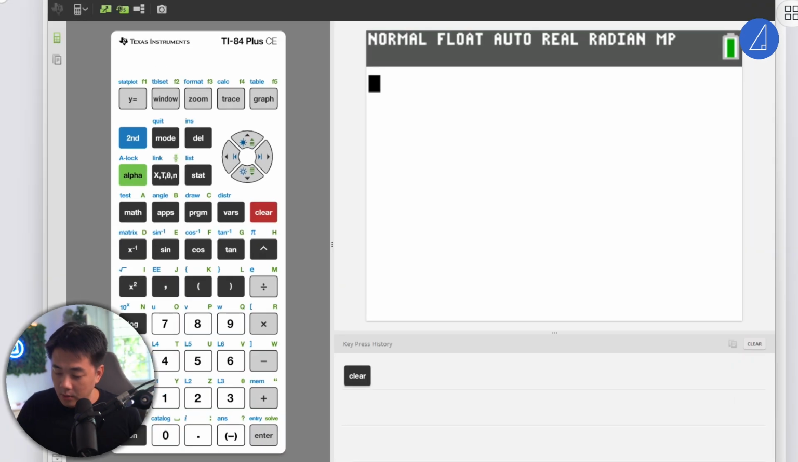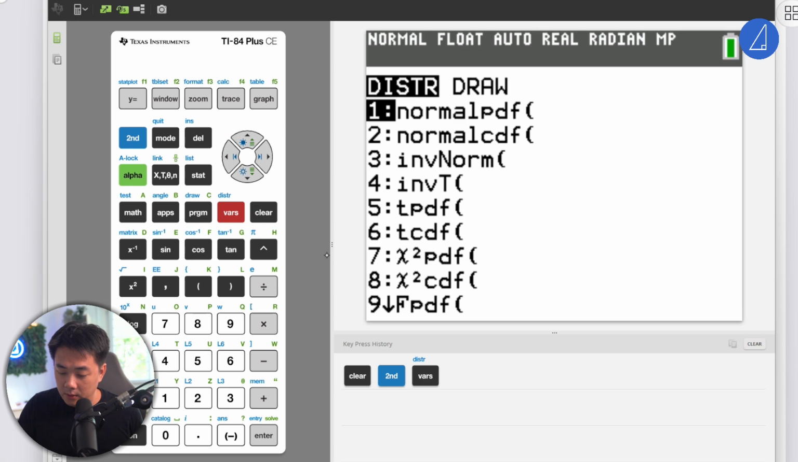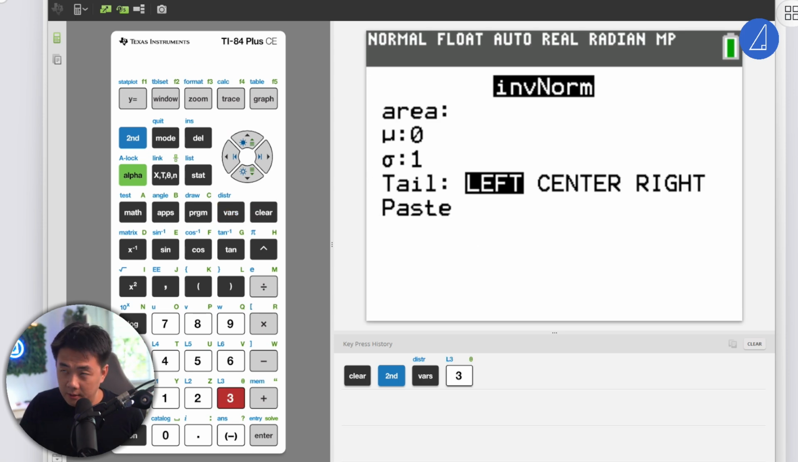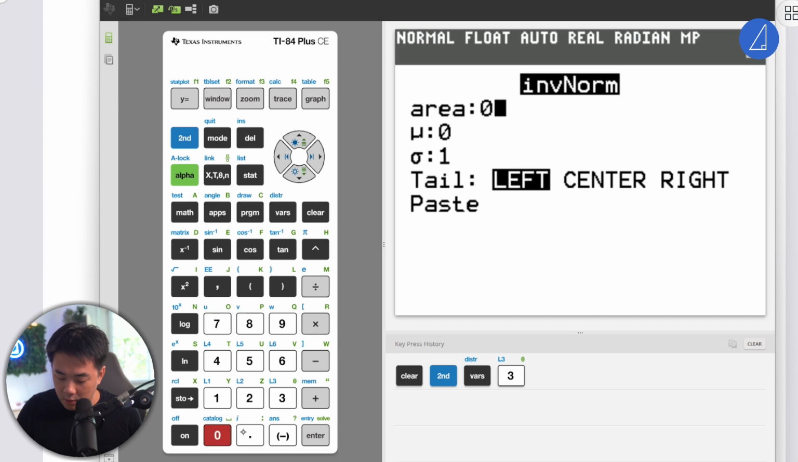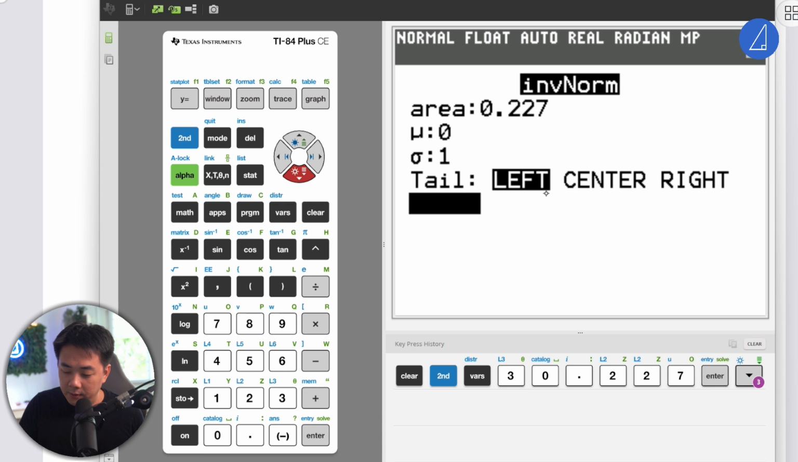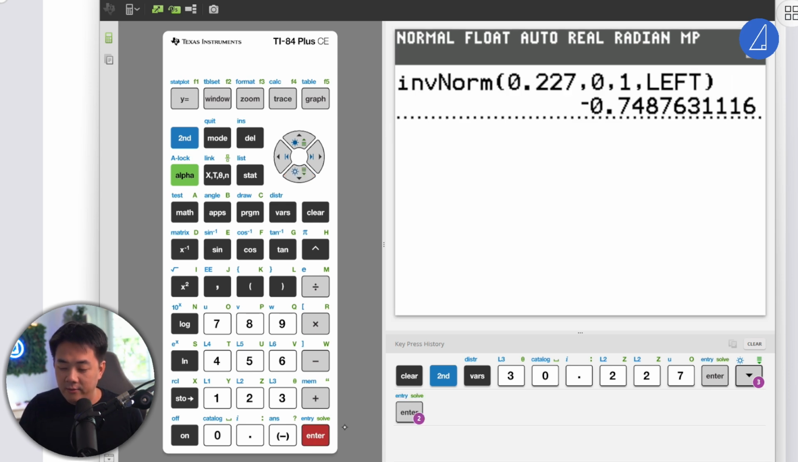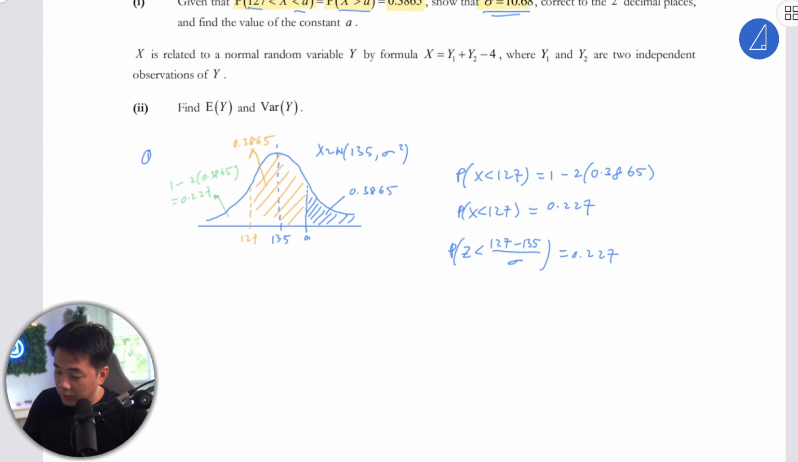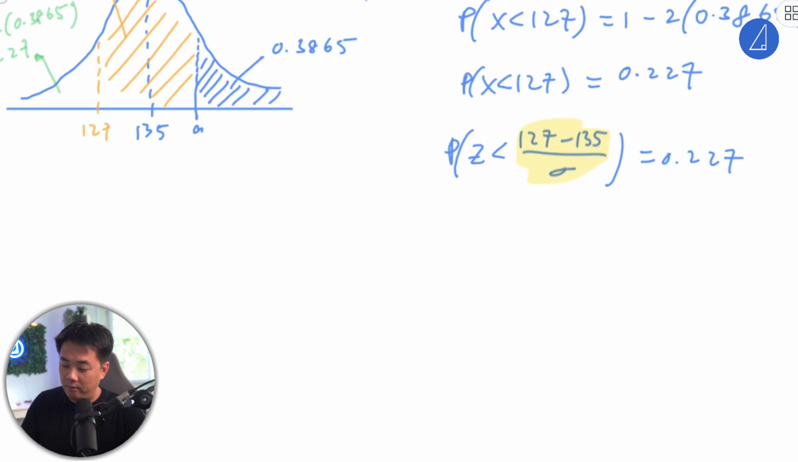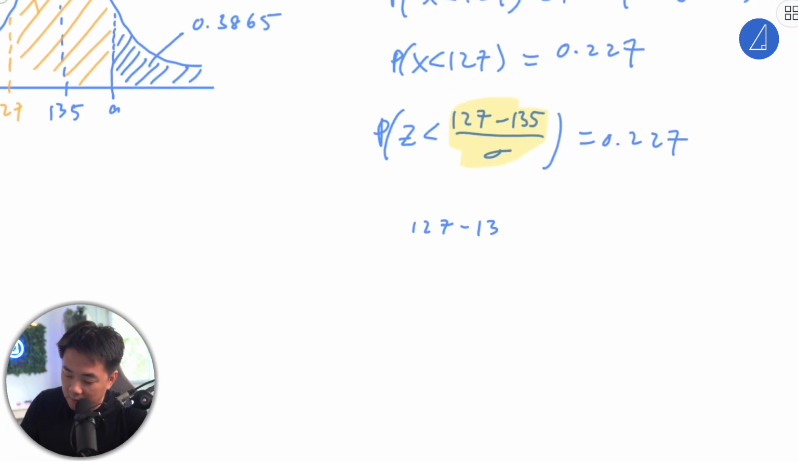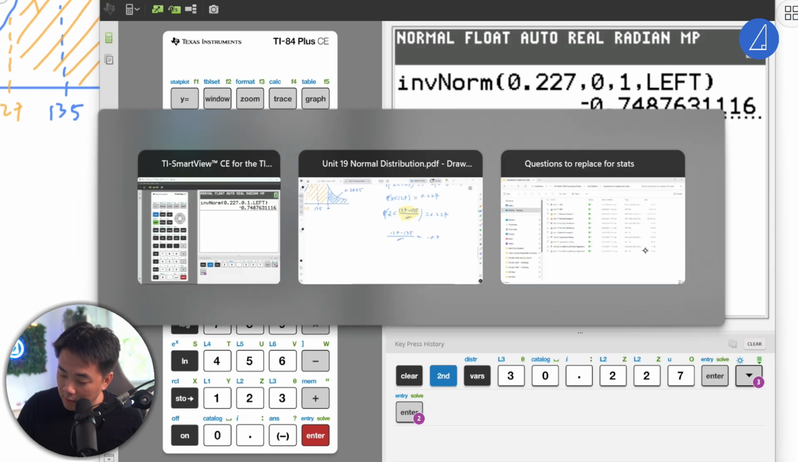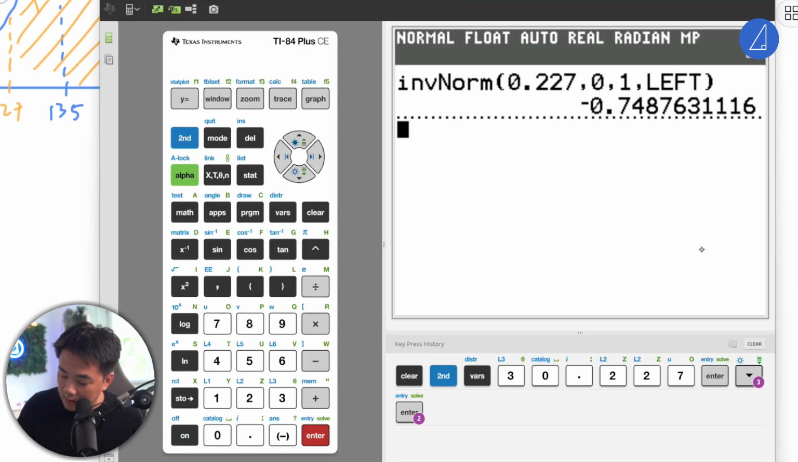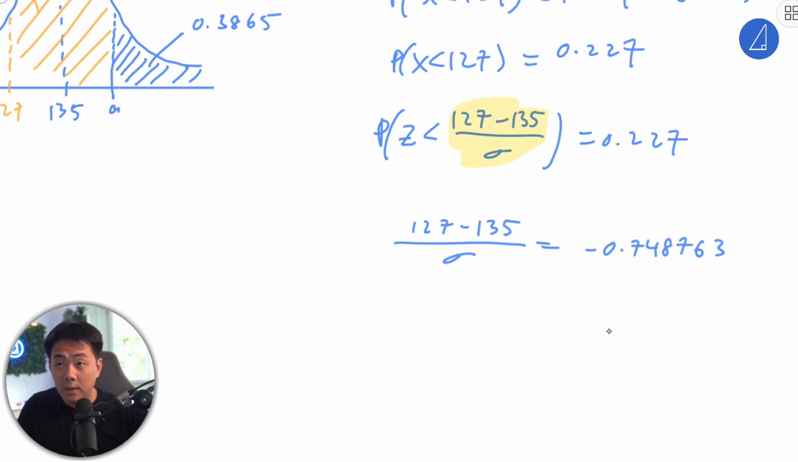So from here, bring out the GC, go to second distribution, then go to inverse norm. Obviously the standard curve is 0, 1. This is already set up to be 0, 1 for us here. So we want it to be 0.227, left tail. Then this will be negative 0.74876. So this boundary condition here is our value there: (127 minus 135) over sigma is basically just negative 0.74876.